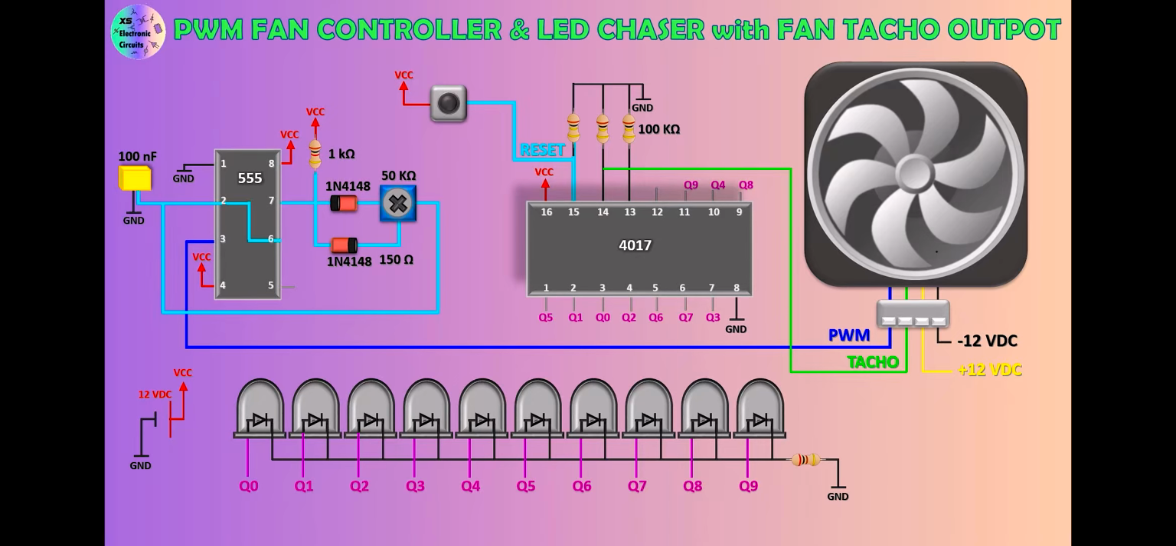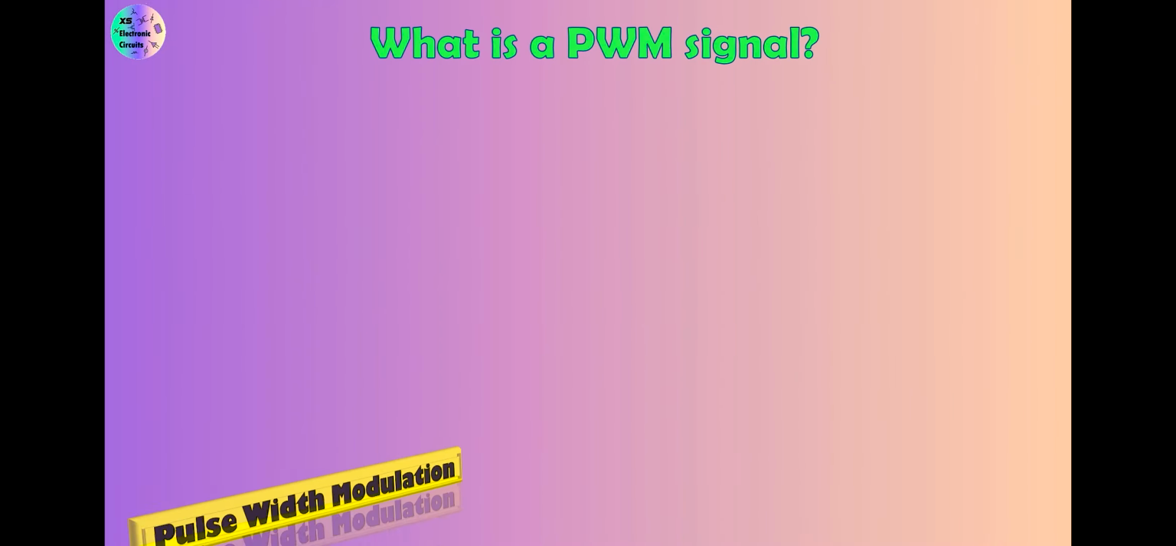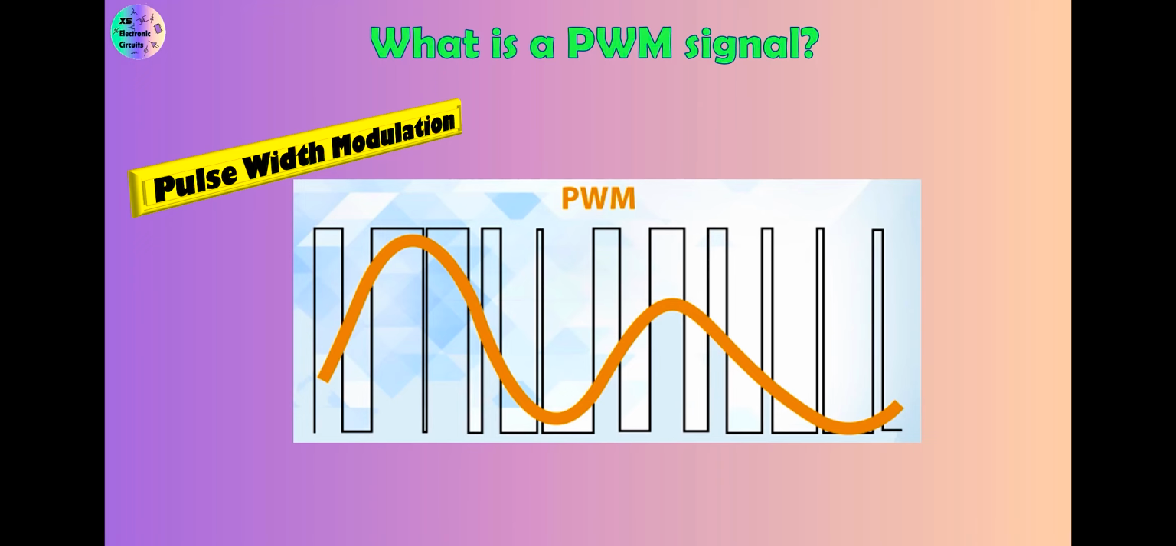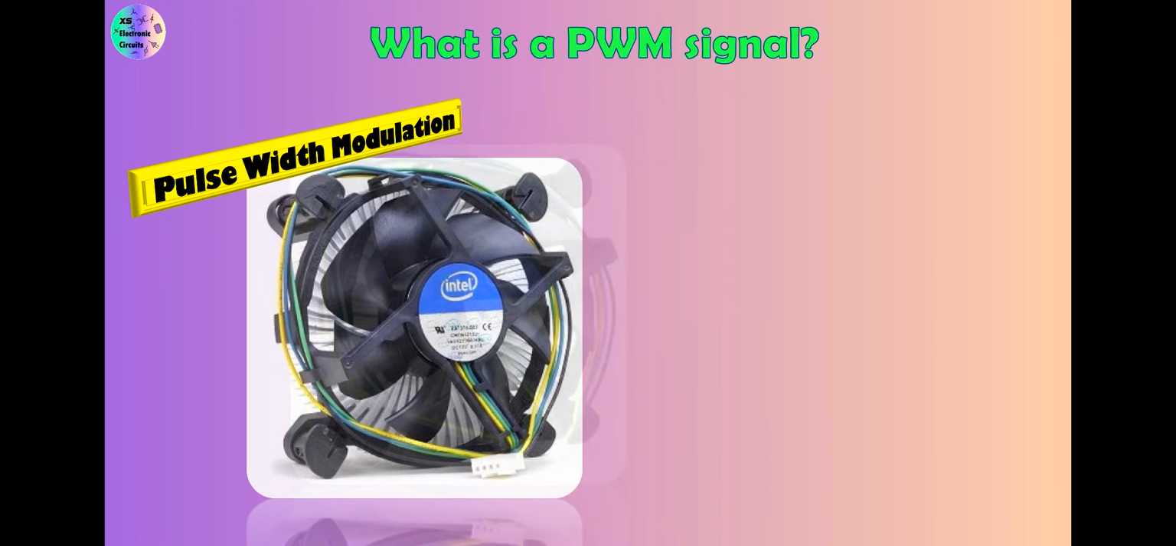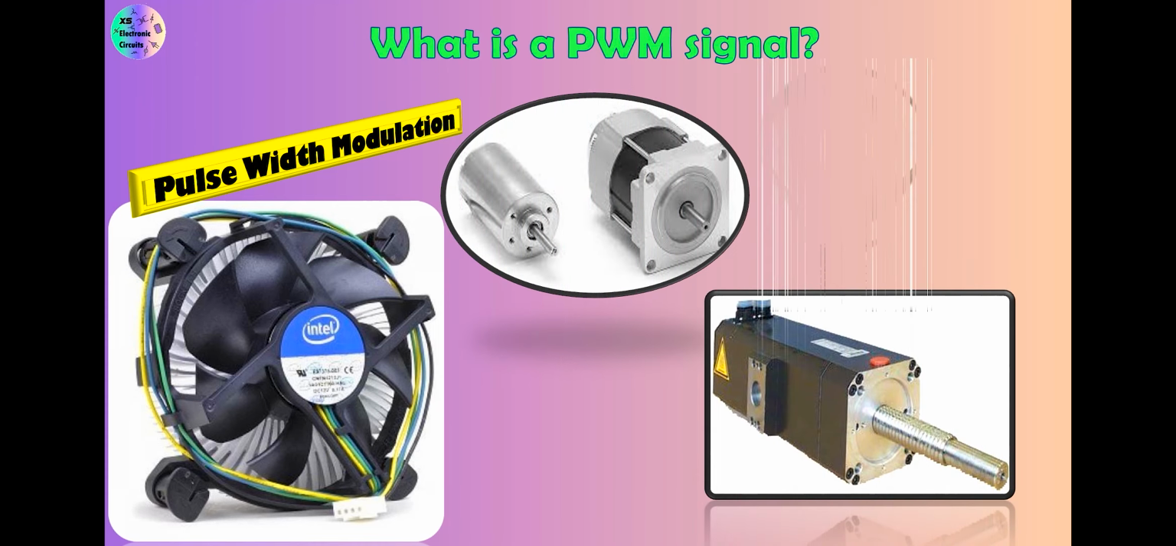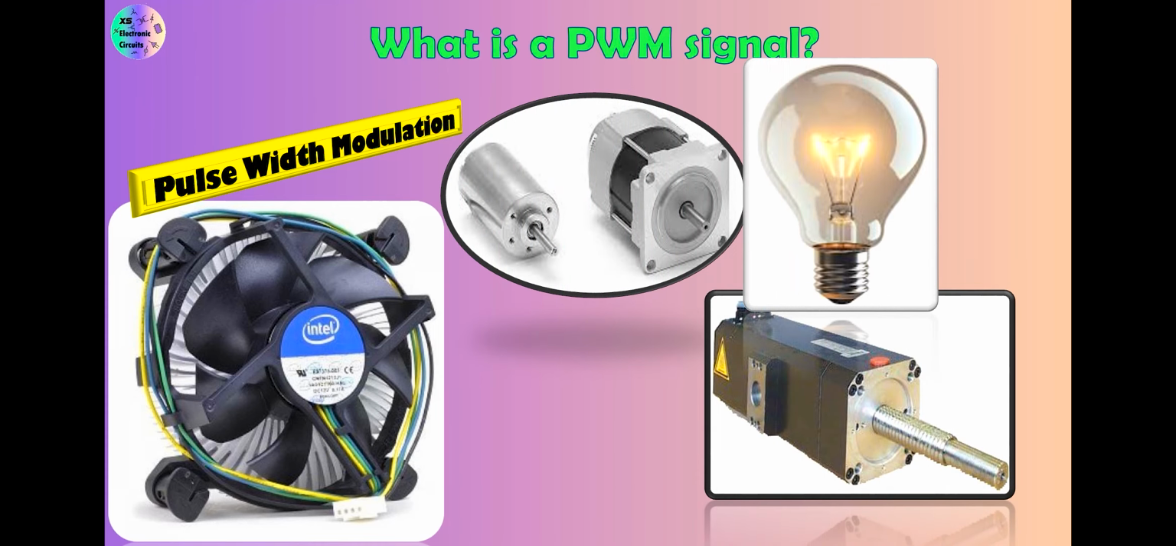The circuit schematic is shown here. What is a PWM signal? PWM or pulse width modulation is a technique used to control analog devices, using a digital signal. This technique can be used to output an analog-like signal from a digital device, like a microcontroller. We can control fans, motors, actuators, lights, and more using the generated PWM signal.